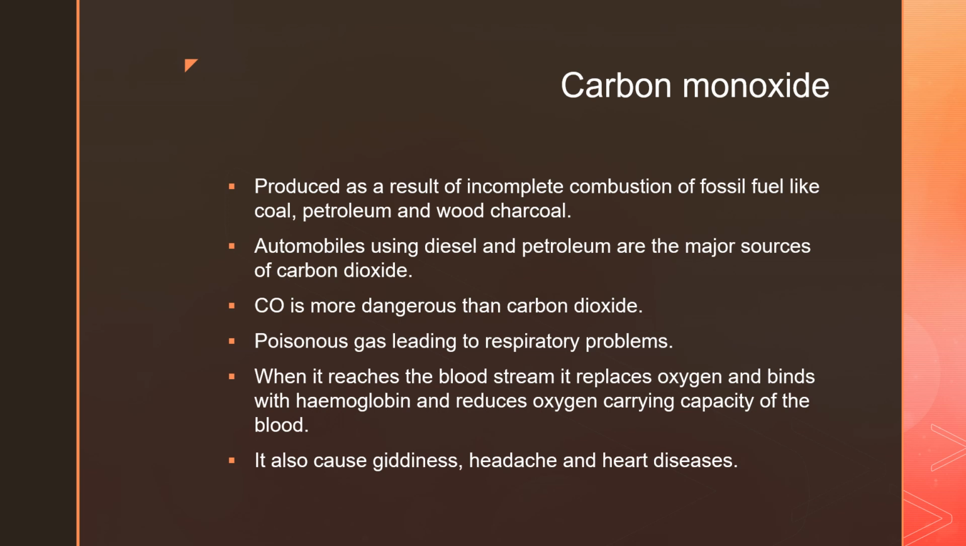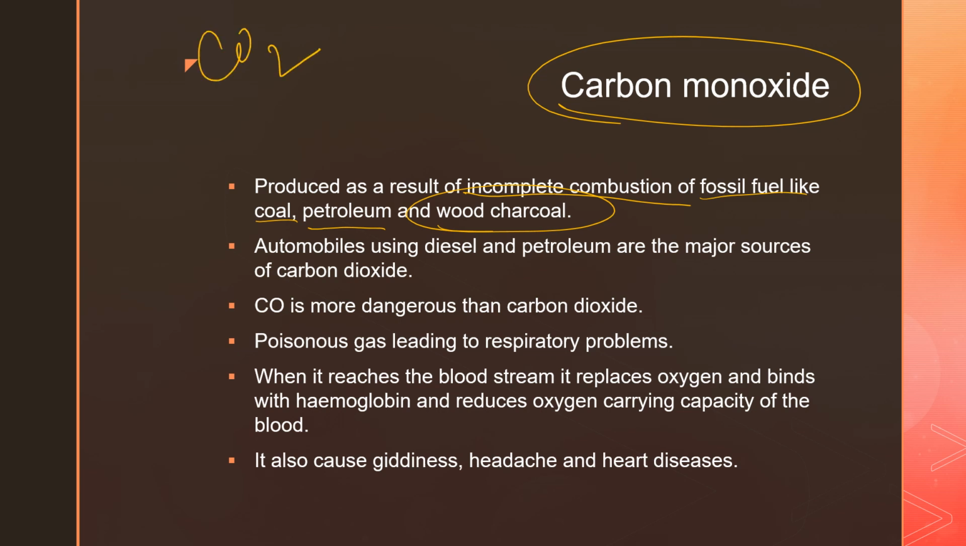Now, first carbon monoxide. In the previous episode, we already discussed carbon dioxide. Now here is carbon monoxide. It is produced as a result of the incomplete combustion of fossil fuel, coal, petroleum and wood charcoal. Carbon dioxide is CO2 and carbon monoxide is CO. Automobiles using diesel and petroleum are major sources of carbon dioxide, and carbon monoxide is more dangerous than carbon dioxide. Why? Because this poisonous gas leads to respiratory problems also.